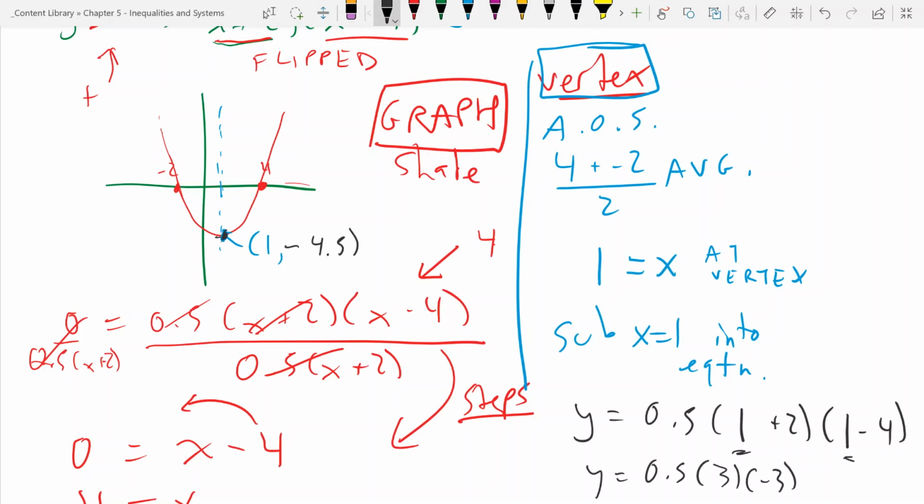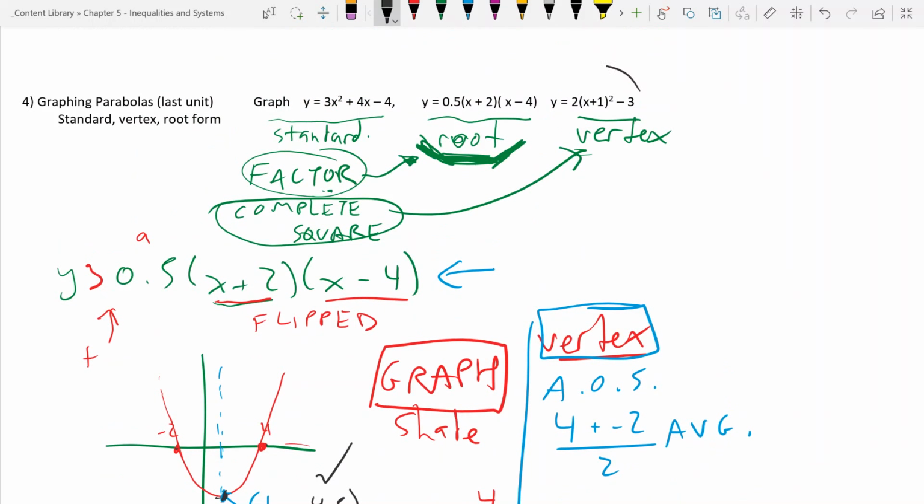And now I can actually graph it because I have 3 good points. I can sketch the rest and that's fine. That's a pretty valid graph. Okay, that's how you do it using root form. If you have vertex form, it's a little bit different, and we're going to show that in the next video.